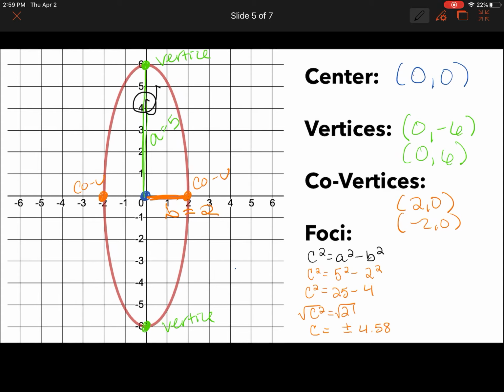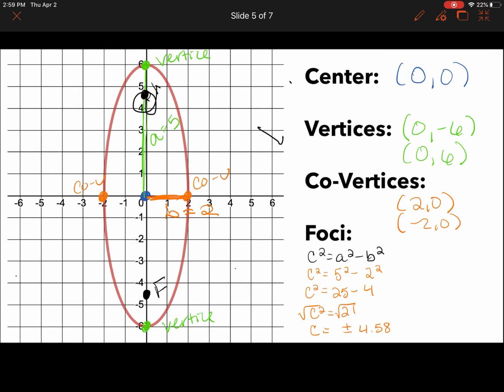Oops. I don't think I have a back button. So, my focus is going to be somewhere right here and somewhere right here. But where about exactly? That's what this is coming from. So if you go up 4.58 units and go down 4.58, so like right here and right here.